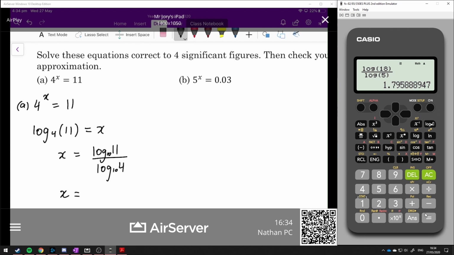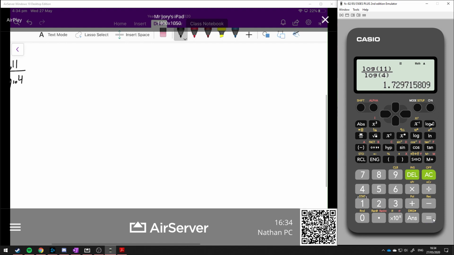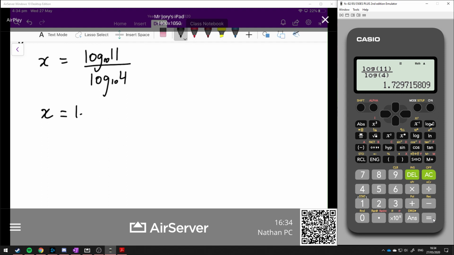So x is equal to, we're going to put that straight into our calculator. Log base 10 of 11 over log base 10 of 4. Okay, and we get 1.7297, so 1.730 to 4 significant figures.